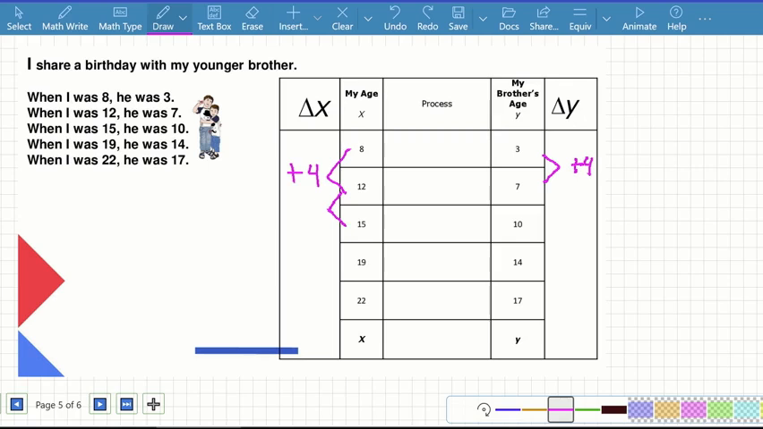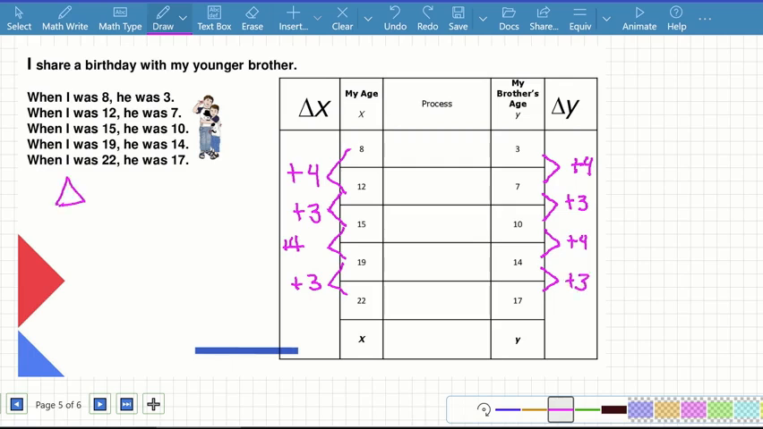Looking at 12 to 15, the change in x is 3. The change in y: when 3 years pass for me, 3 years pass for my brother. The change from 15 years to 19 years, so the change in my x values, is 4. And the same is true for my y values, from 10 to 14. From 19 to 22, that is a change of 3, and 14 to 17 is also a change of 3.